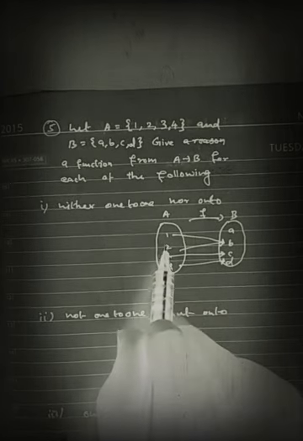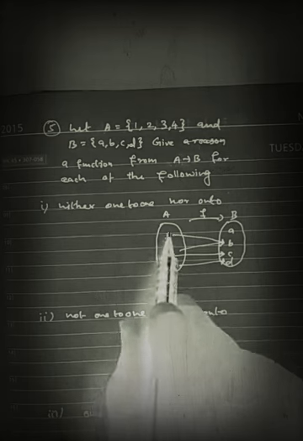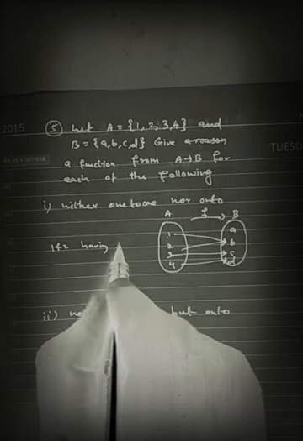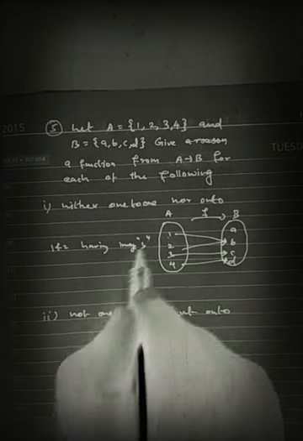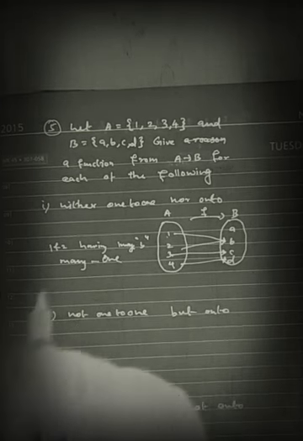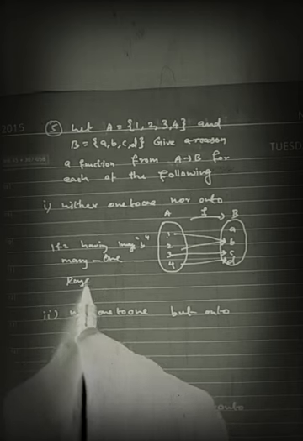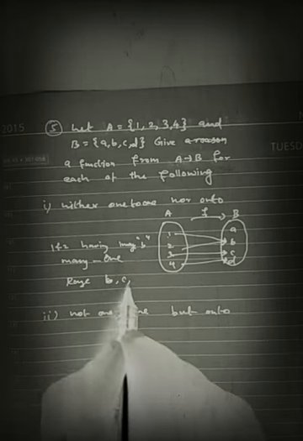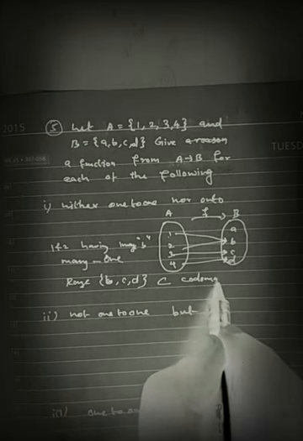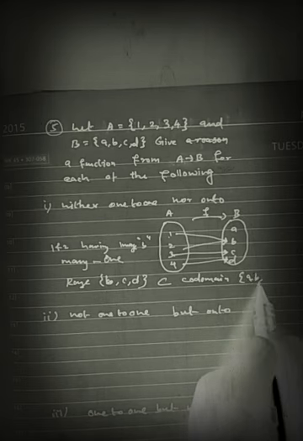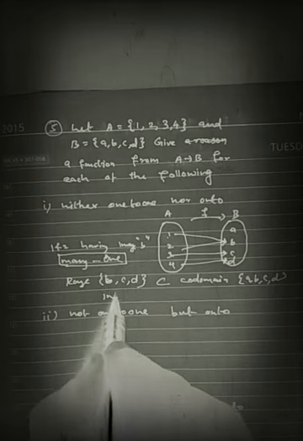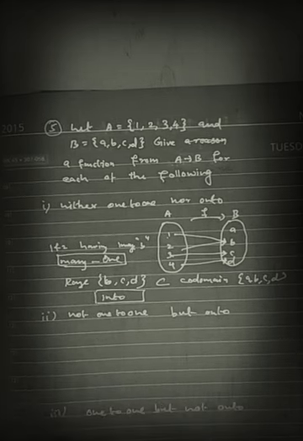You can see two different elements, 1 and 2, having the same image, image B. Therefore, we will say it's many to 1. And the range here is what? A, B, C, D, which is a subset of the codomain. What's the codomain here? A, B, C, D. Isn't it? Therefore, it is not 1 to 1. It is into. We can say it's many to 1 and into.